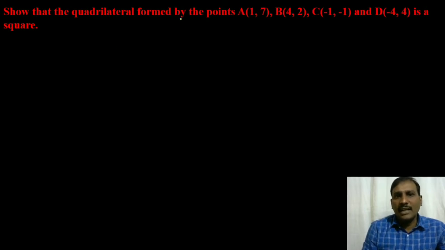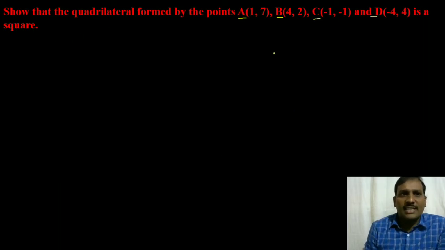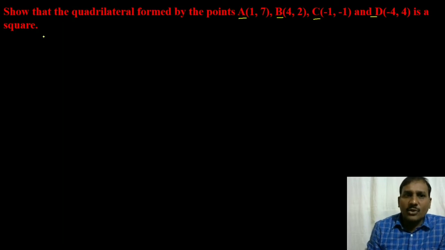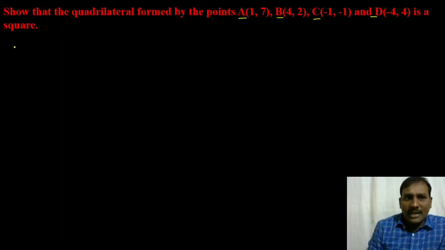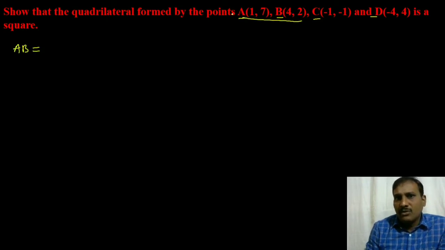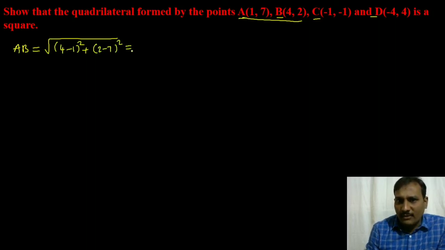Show that the quadrilateral formed by the points A, B, C, D is a square. In order to prove that these are the vertices of a square, we have to show that all sides are equal and also the diagonals are equal. So, let us take AB first. AB: (4 minus 1) whole square plus (2 minus 7) whole square. That is, (x2 minus x1) whole square plus (y2 minus y1) whole square.